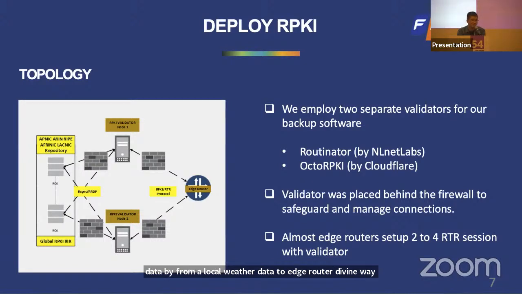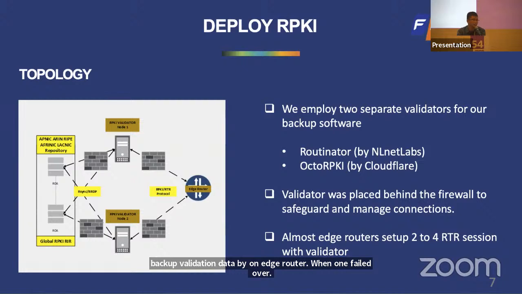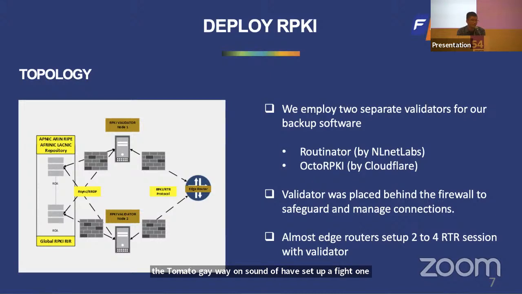We need to set up an RTR session here. Some experience: on the edge router device, we need to set up at least two RTR sessions with the local validators, installing different validator software, to ensure a backup validation database on the edge router when one fails over. In the topology, we also set up a firewall between the connections to manage the external connection for the validator server.